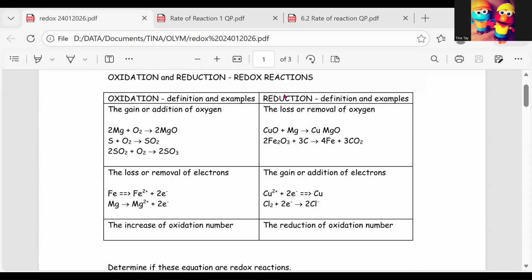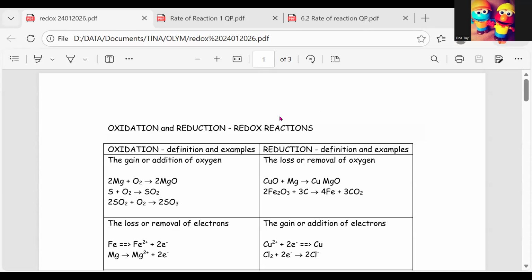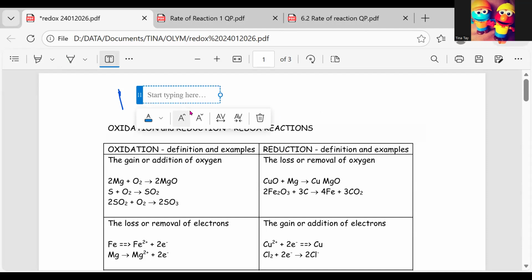Okay. So there's this term called redox. I've got no paper to write. Okay, so redox. My son forgot to pack my pen for me.